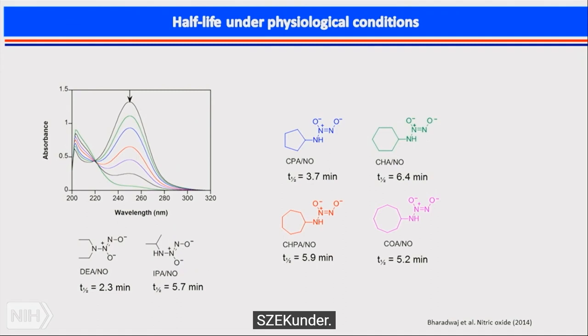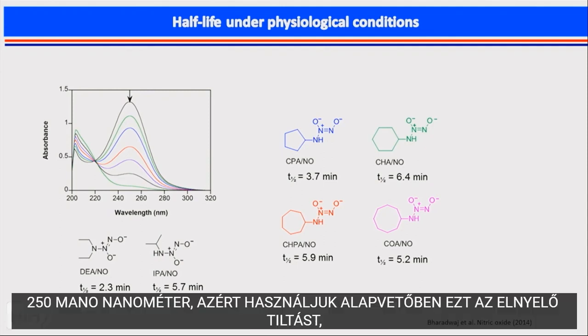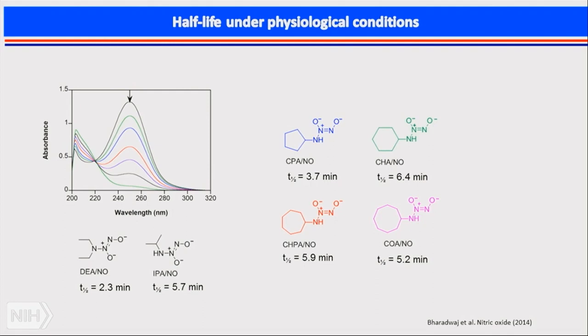This class of compounds shows a peak at 250 nanometer, which is commonly used for quantification and for studying their half-life. The reason we basically use this absorbance at 250 nm for quantification is because these can have nitrite and other impurities. And if you make a solution by just weighing it, you may not get the right concentration.